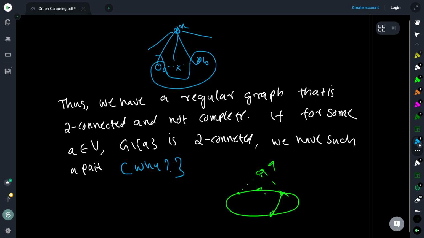I hope that you have thought about this going home, as I mentioned before, because it is important that you think about this. Because if I just tell this, it's not going to be much enlightening. Okay, so what we are saying is that we have a vertex, let's say A, and after removing A, the graph is still two connected.